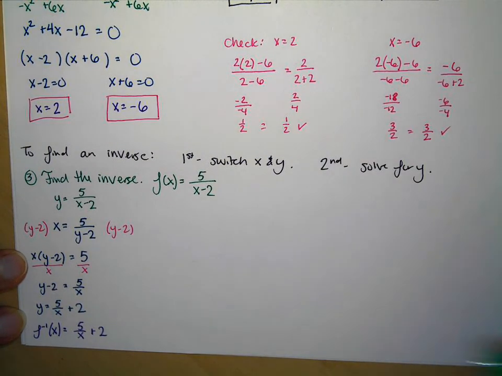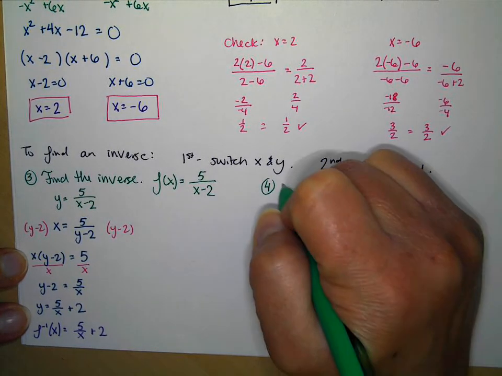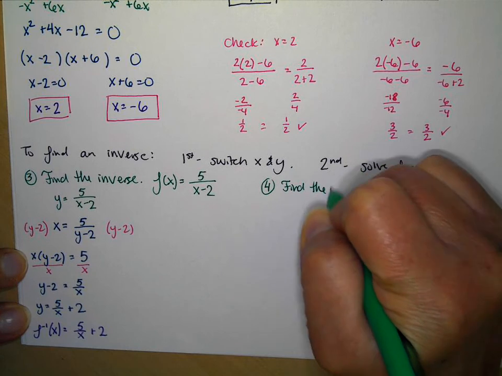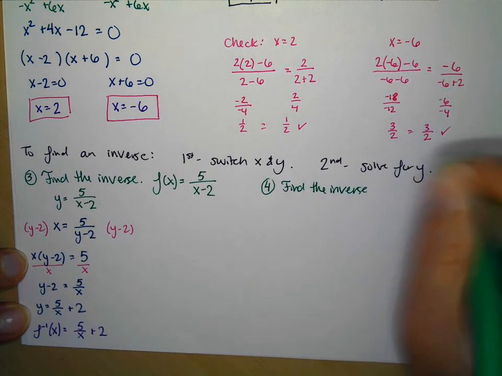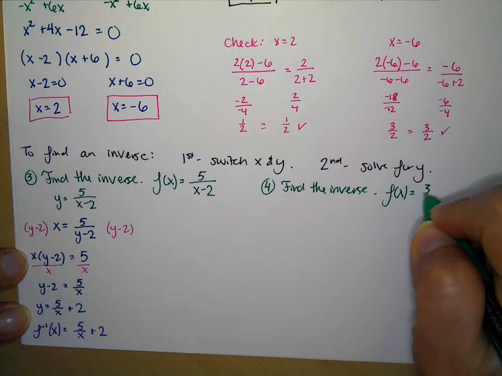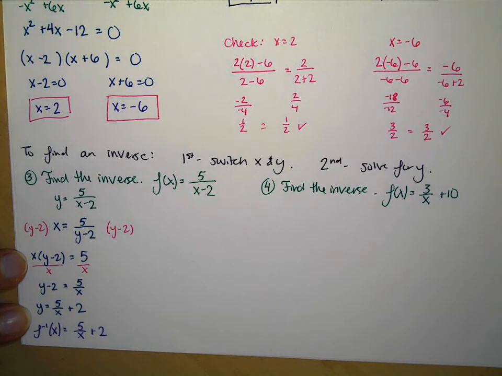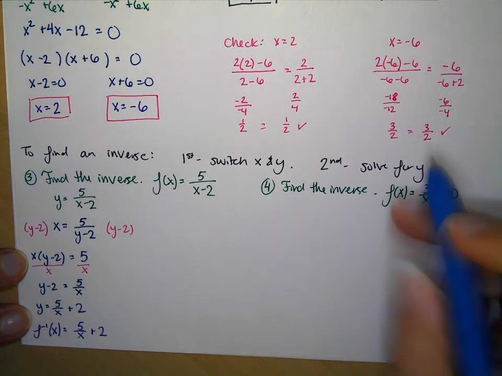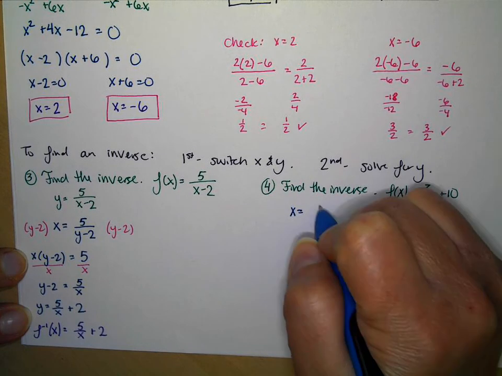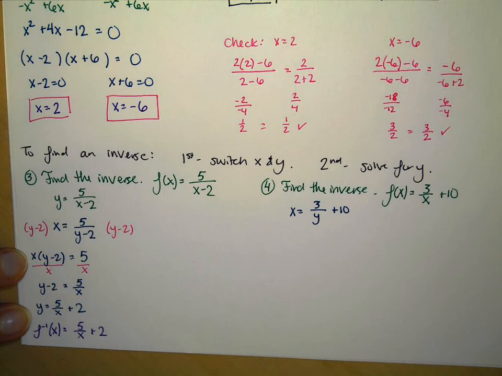Let's look at one more of these. This time we're going to find the inverse of f of x is equal to 3 over x plus 10. Again, remember that f of x is just like having a y. So when we switch our x and y, we're going to have x equals 3 over y plus 10.